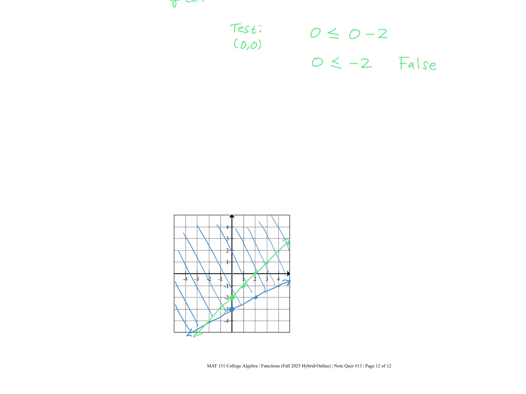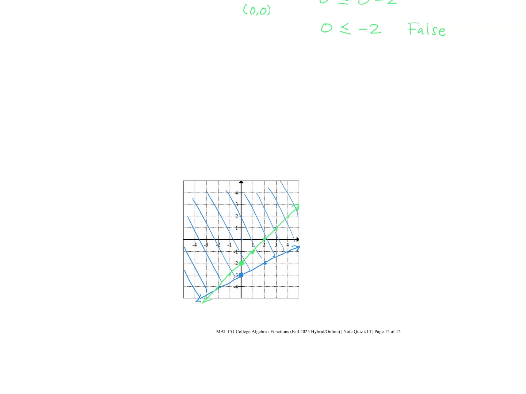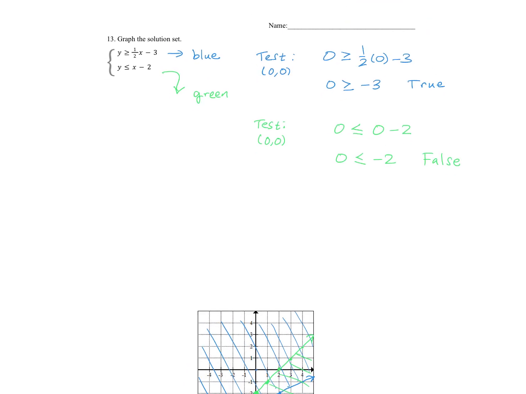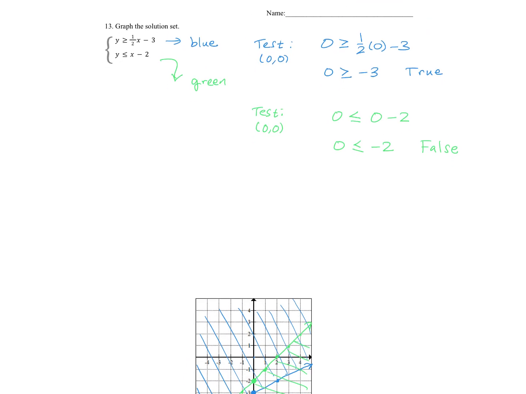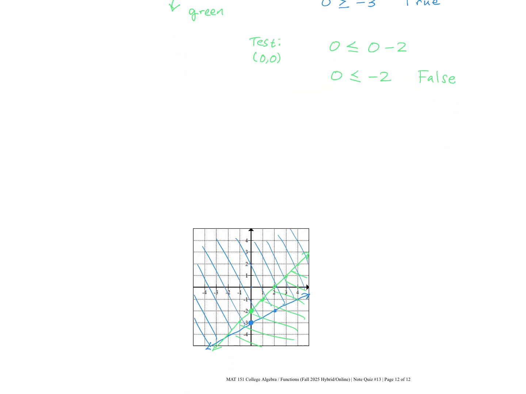So we shade the other side of the graph, which is the stuff under the green line. So these are all the ordered pairs that make the second inequality true. Now remember, we're actually solving a system here. So the system is going to be the set of all the ordered pairs that make both of them true. And hopefully it's kind of obvious that the region that we want is what's double shaded, because if it's shaded by both, then it makes both true.